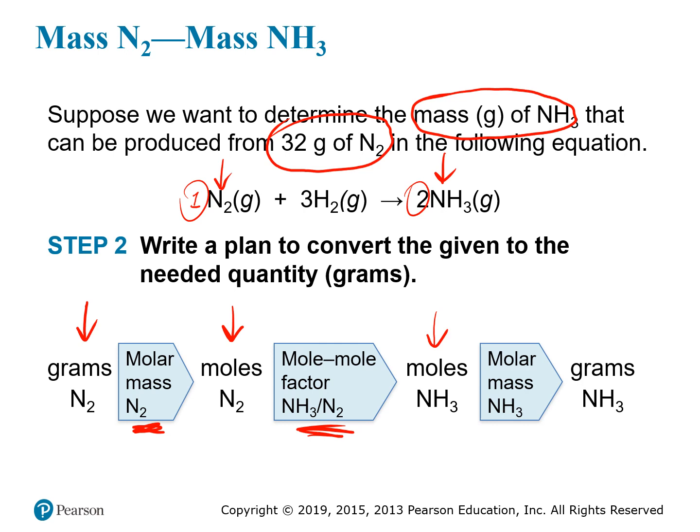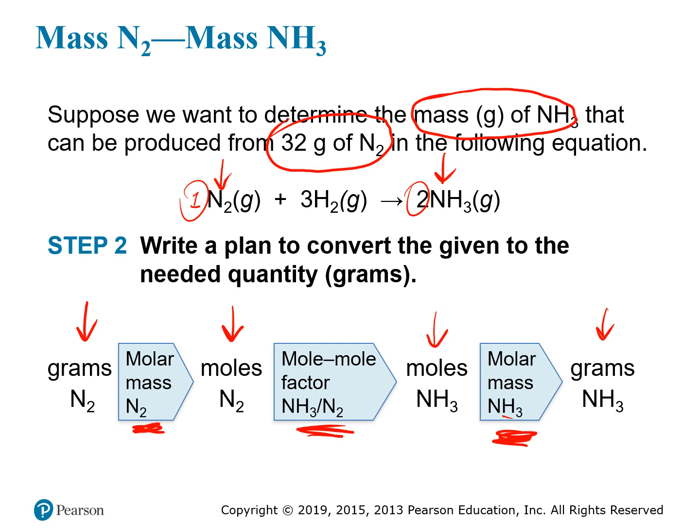Then once we have moles of ammonia, we need to use another molar mass, this time for ammonia, to calculate the mass of ammonia in grams. So it's a little bit of a complicated procedure, but it will benefit you to take time now to understand what's going on and why each of these steps are necessary.